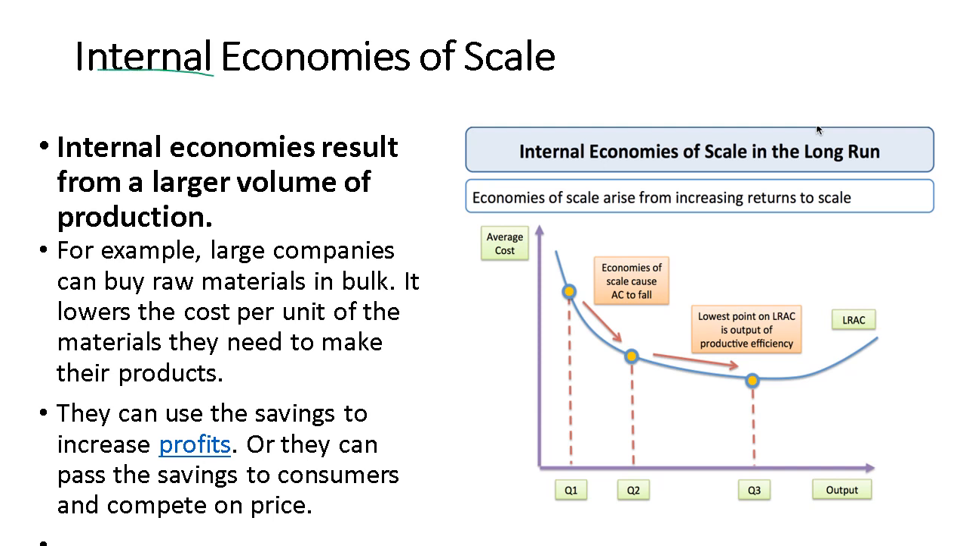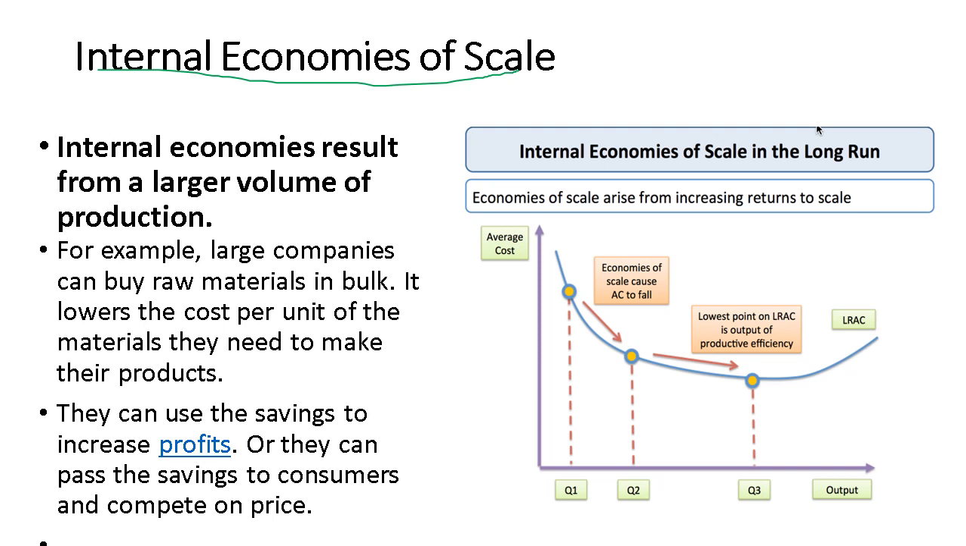Internal economies of scale. We know that this is intrinsic to the company. For example, large companies can purchase bulk raw materials. So what's the impact? It lowers the cost per unit of the materials they need to make their products. So what's the outcome? They can use the savings to increase profits, or the option of passing the savings to consumers and compete on price, as a competitive advantage of cost leadership.